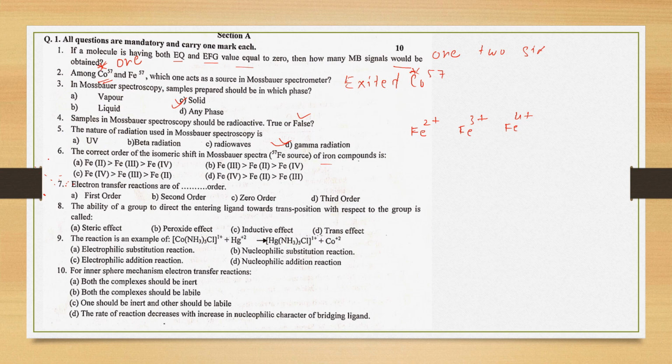Right? So in case of Fe2 plus, the configuration would be like this, in case of a high spin complex. If we fill the electrons in case of Fe2 plus, there are 6 electrons, so 1, 2, 3, 4 and 5.